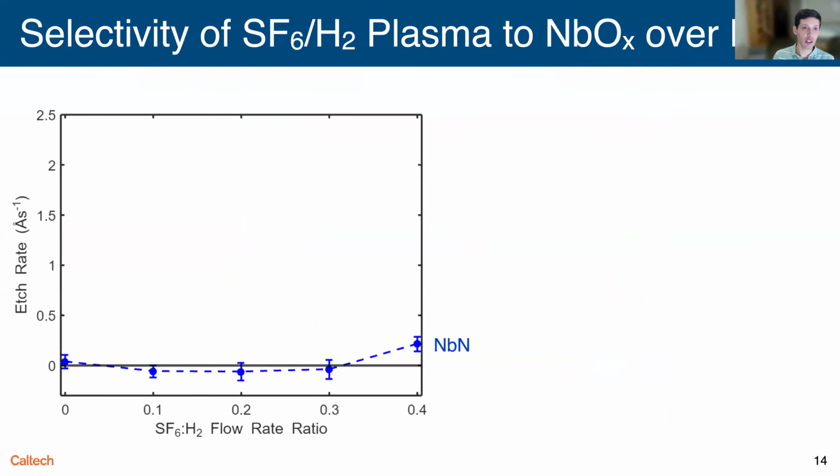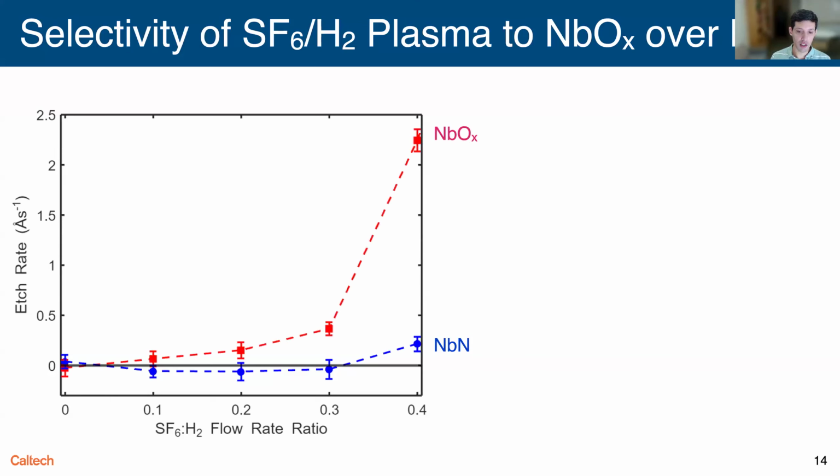All right, so here's the experiment to see if that works. This is etch rate versus the flow rate ratio, like I showed earlier for titanium nitride. This is now for niobium nitride. And you can see for the ratios that are shown, there's very little etching of niobium nitride, up to about 0.3 ratio. Now what we hope is that there's some window where the oxide does etch.